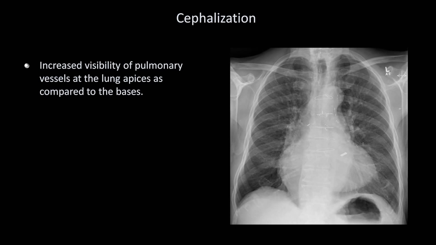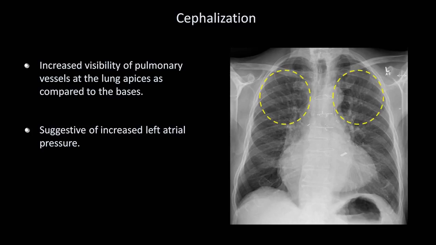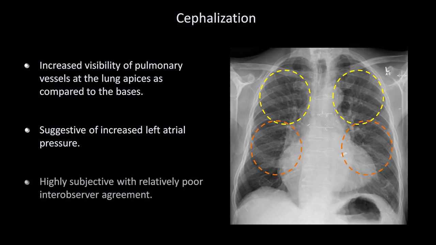The term cephalization refers to increased visibility of pulmonary vessels at the lung apices as compared to the bases. It is suggestive of increased left atrial pressure. In this example, if we compare the average density of the pulmonary vessels in the apices to the mid-lung zones, we can see that they are more prominent in the apices. Unfortunately, cephalization is highly subjective and has relatively poor inter-observer agreement, limiting its utility as a radiographic distinguishing feature of pulmonary edema.